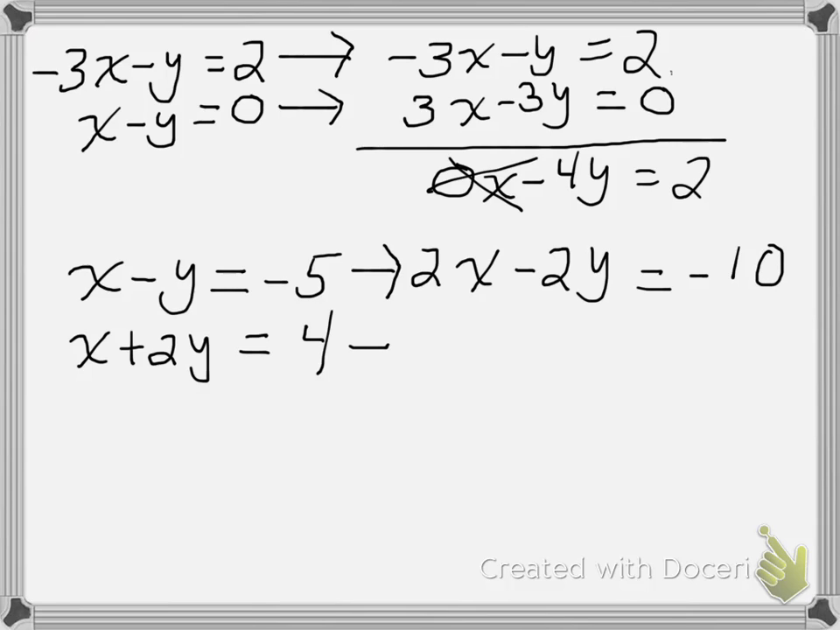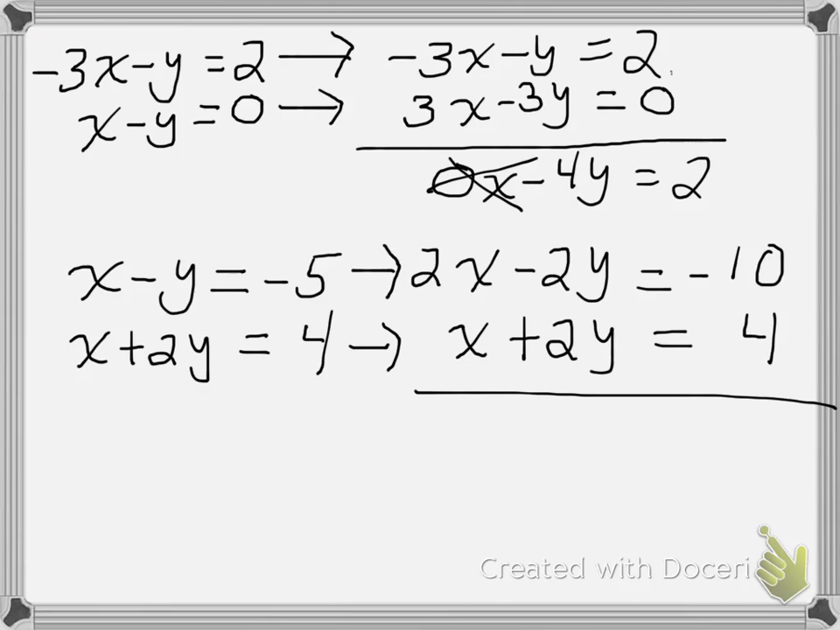And then the second equation, I'm not going to change it at all. I just have x plus 2y equals 4. So now, as you can see, when I add these two equations together, I get 3x plus 0y equals negative 10 plus 4 is negative 6. And of course, the y's go away, and I can solve this equation for x.